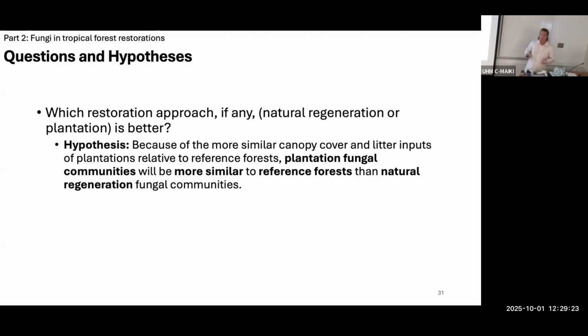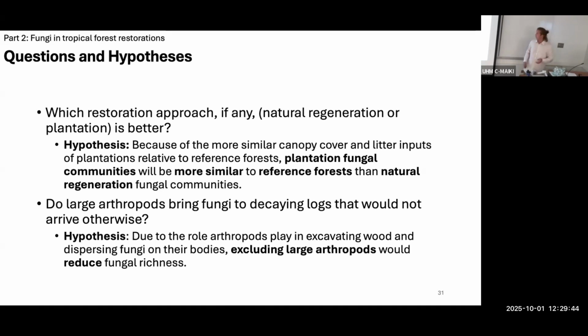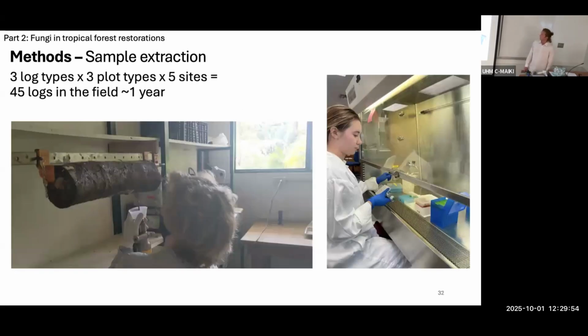And I suspected that plantations would operate better here because they're accelerating canopy closure. We have a lot of data on these sites already, and things like canopy cover in the plantations is more like a reference forest. Litter inputs are the same story. And then to what extent do arthropods bring fungi to these logs that otherwise wouldn't arrive? And I suspect that they do bring something, so that if we restrict their access, those things are not going to get there, and we'll see these reductions in alpha diversity. So we had these 3 log types and our 3 plot types at 5 sites, and we left them in the field for about a year.